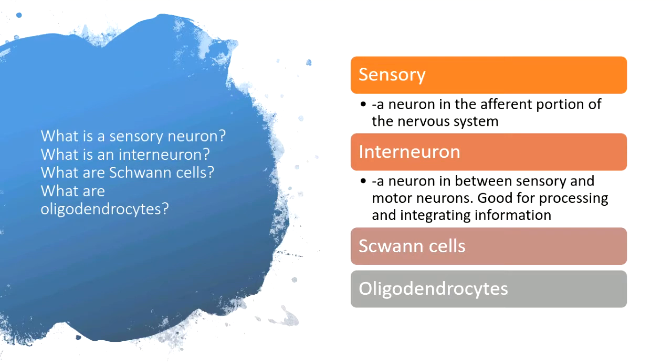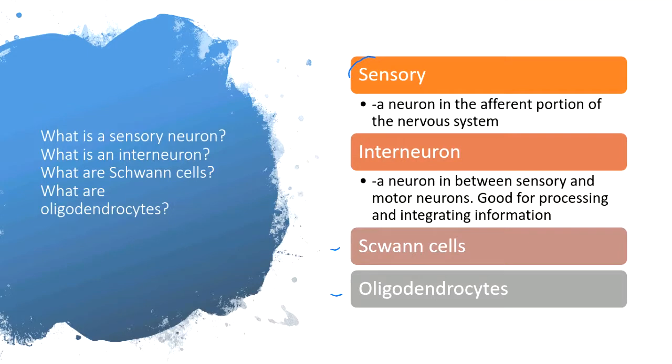Okay, so a couple questions on the left. What is a sensory neuron? What is an interneuron? And what are Schwann cells and oligodendrocytes? So for the Schwann cells and oligodendrocytes, I want you guys to answer that. Okay, so once we finish with that, I'm going to ask you what these are, what they produce, and where. So please get ready to provide an answer. I want some participation. So a sensory neuron is simple.